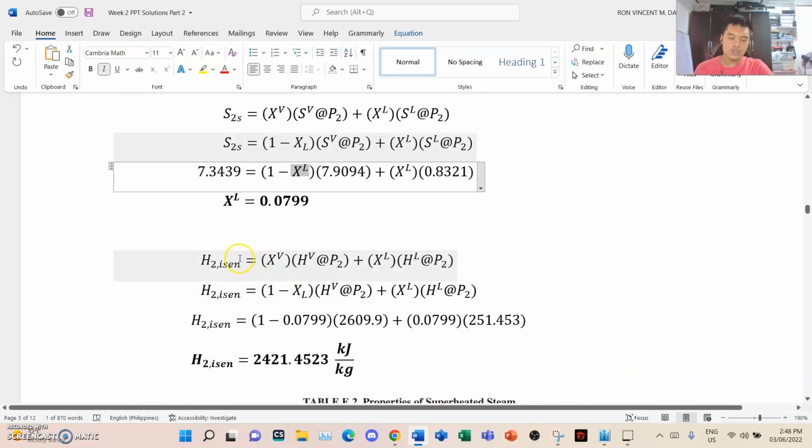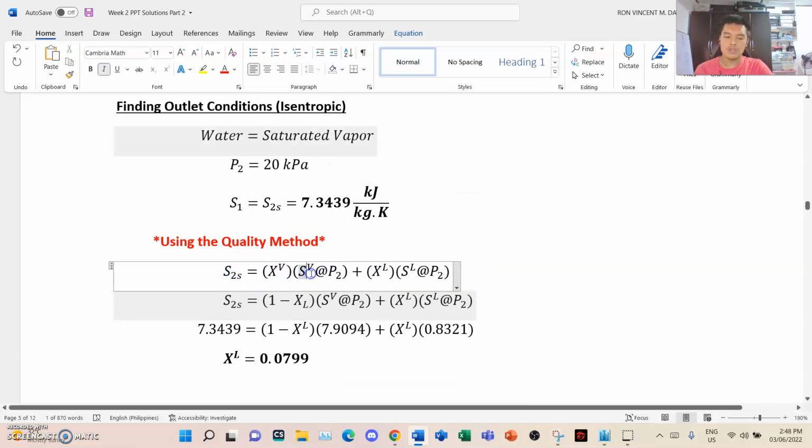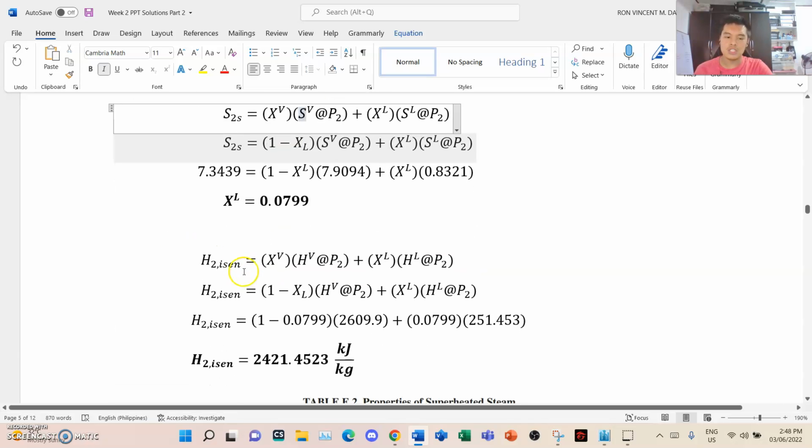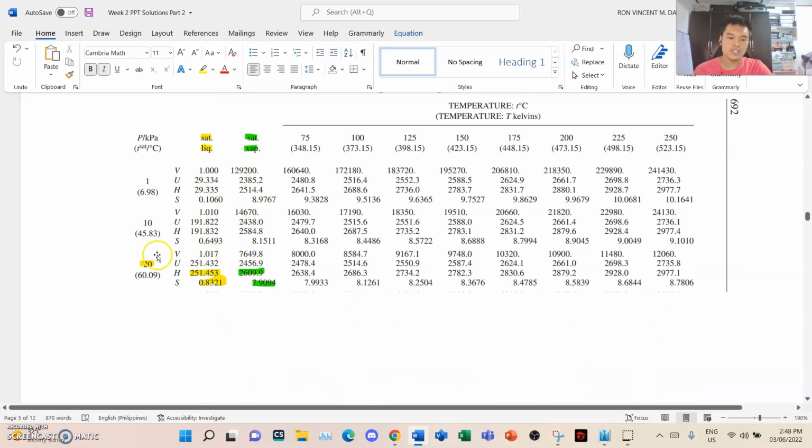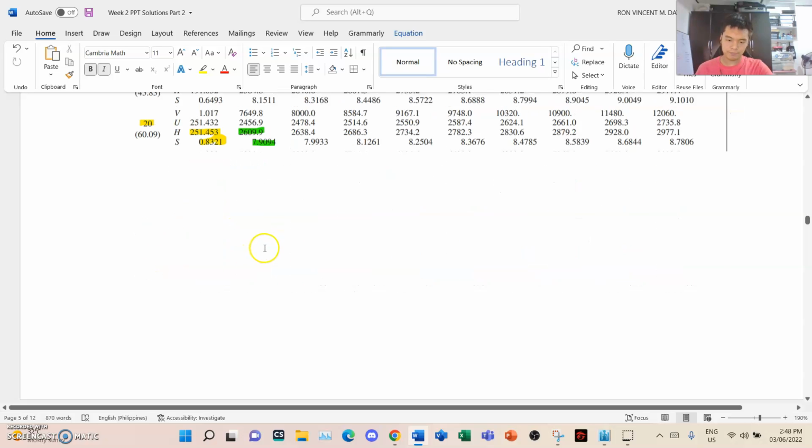Then, in order to find the enthalpy at isentropic conditions, you use the same quality method under the same connotations such that S will be changed into H. We already know XL, so we just convert this same formula. This is all defined, and this is unknown. Simple introduction to a calculator. And the isentropic enthalpy is at 2421.4523 kilojoule per kilogram. And this is the superheated steam table provided, and this is the highlighted parts.